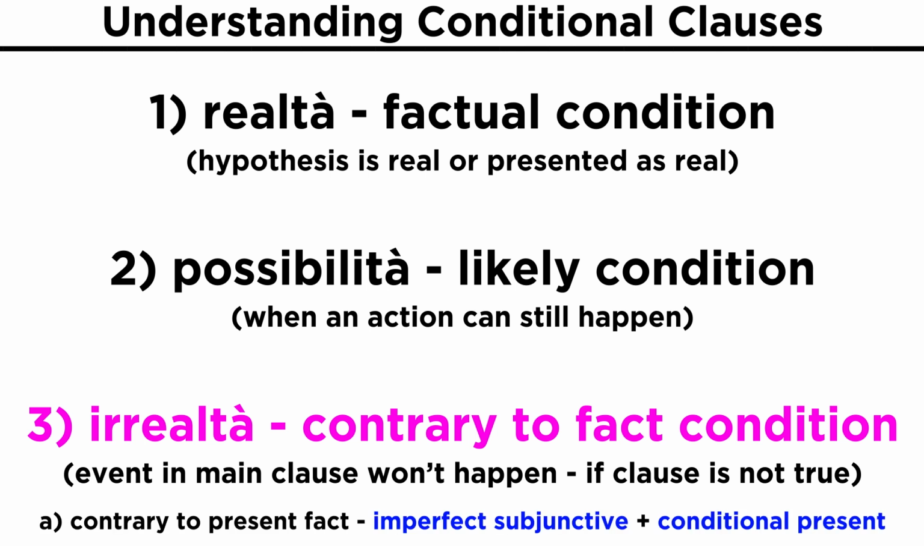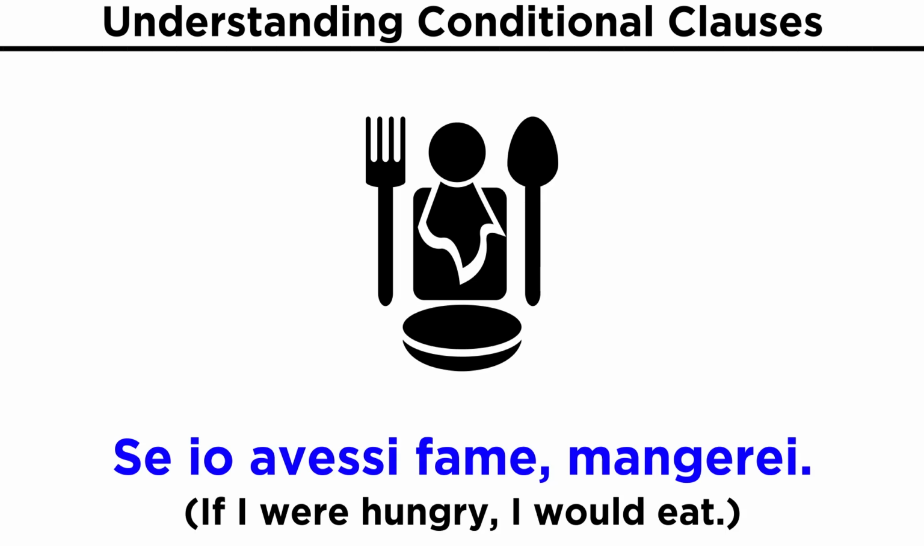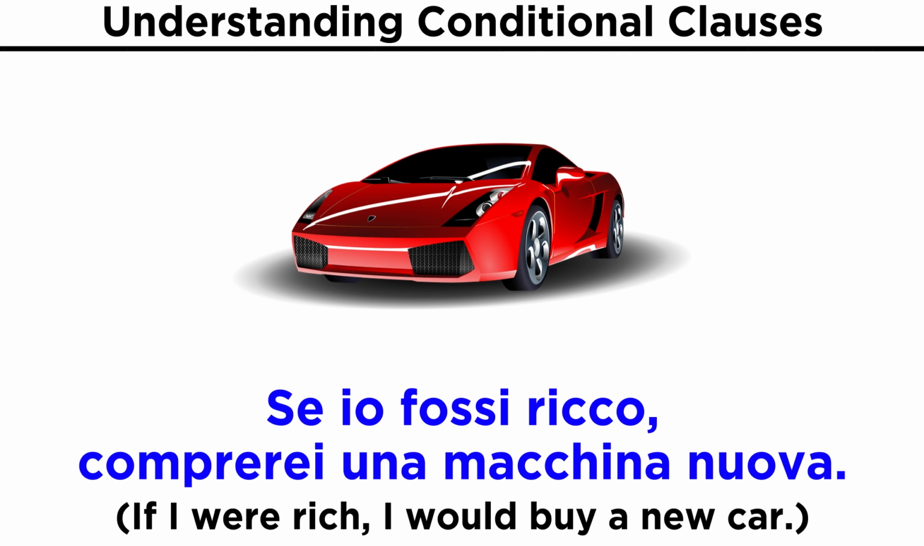First, we may be talking about something contrary to a fact in the present. In such a case, we will use imperfect subjunctive in the if clause and conditional present in the main clause. Se io avessi fame, mangerei. If I were hungry, but I am telling you that I am not, I would eat. Se io fossi ricco, comprerei una macchina nuova. If I were rich, but I certainly am not, I would buy a new car.